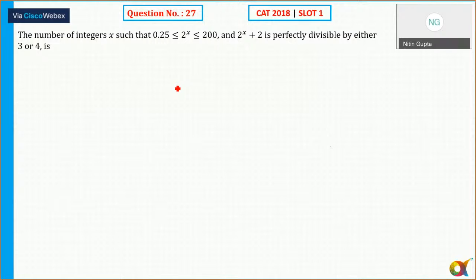Now, question number 27. 2 raised to power x here. We know that 2 raised to power 0 is 1, 2 raised to power 1 is 2, and at the max, it can be 2 raised to power 5, 32, 2 raised to power 6, 64, 2 raised to power 7, 128. I can even take 2 raised to power minus 1, which is 1 by 2, equal to 0.5.